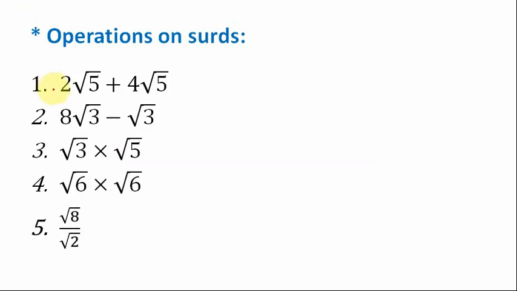Here, operation on surds: addition, subtraction, multiplication, and division. Number 1, for example, we have 2 root of 5 plus 4 root of 5. Can I add? Yes, because we have the same order of root and the same number inside the root. So here I have, in the first term, a square root of 5, and in the second term, a square root of 5. So we can add. Okay, which numbers will I add? I will add only the numbers in front of the root. So we add only 2 and 4. So 2 plus 4 equals 6, and we keep the same root. So the answer is 6 root of 5.